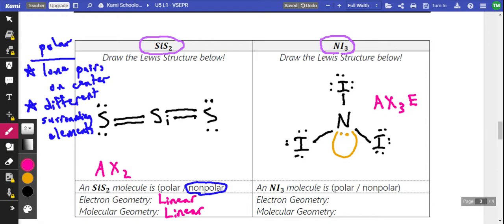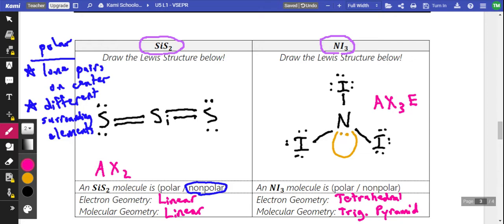So if we go and look this up on the VSEPR chart, for our electron geometry, we have 4 electron domains. So this is going to be a tetrahedral electron geometry. And our molecular geometry cuts away one of those bonded atoms and replaces it with a lone pair of electrons. So that is going to be a trigonal pyramid, or trigonal pyramidal.